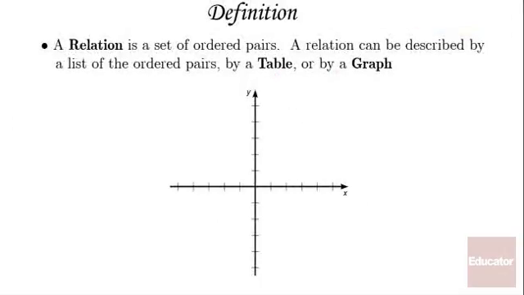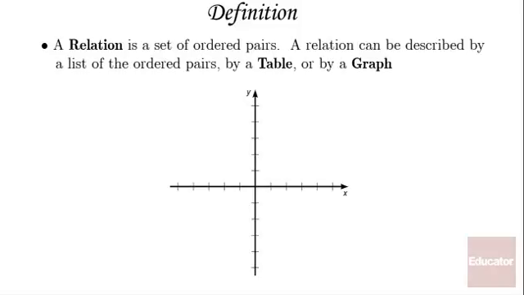Today we're going to be discussing relations. First, to define relations. A relation is a set of ordered pairs, and a relation can be described in several ways. It can be described as a list of the ordered pairs, by a table, or as a graph.